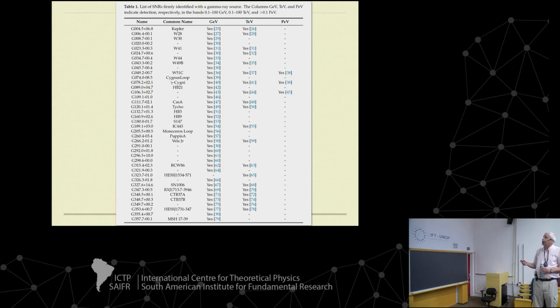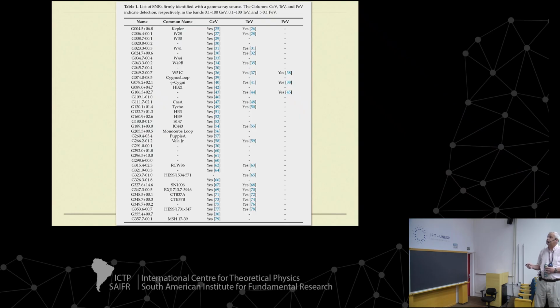And then at TeV energies, we have many of them. These are essentially the H.E.S.S. detections. And we have many of them at GeV energies. Some of them are quite famous, historical remnants where the explosion of the star was observed in historical times. For instance, Kepler supernova remnant.